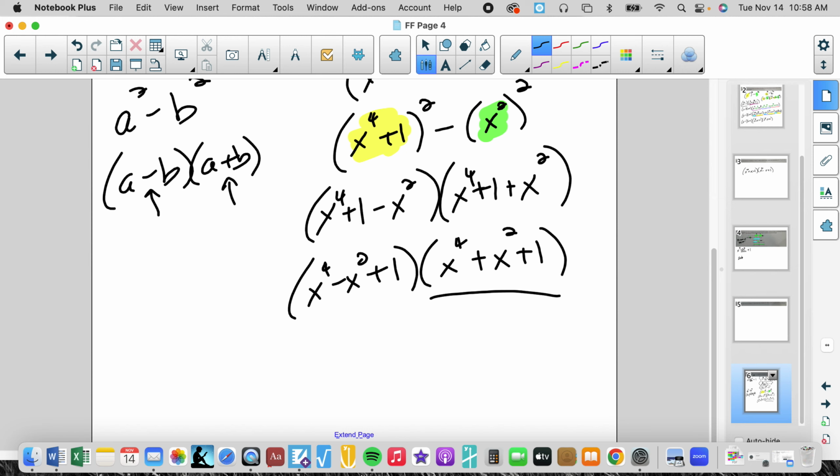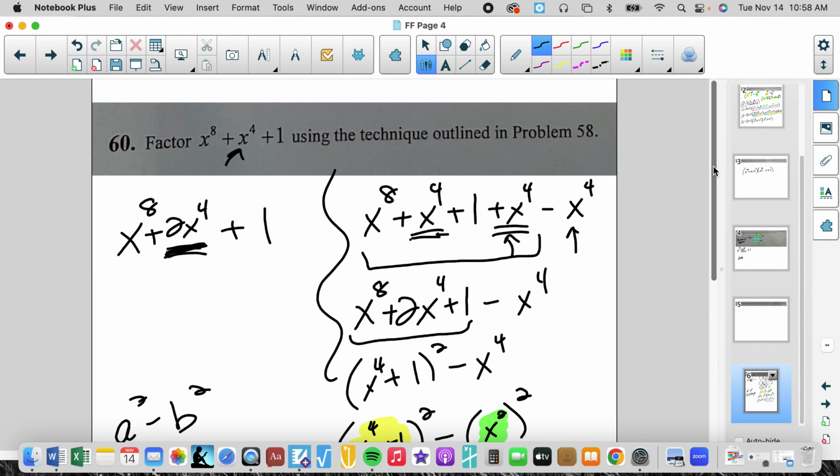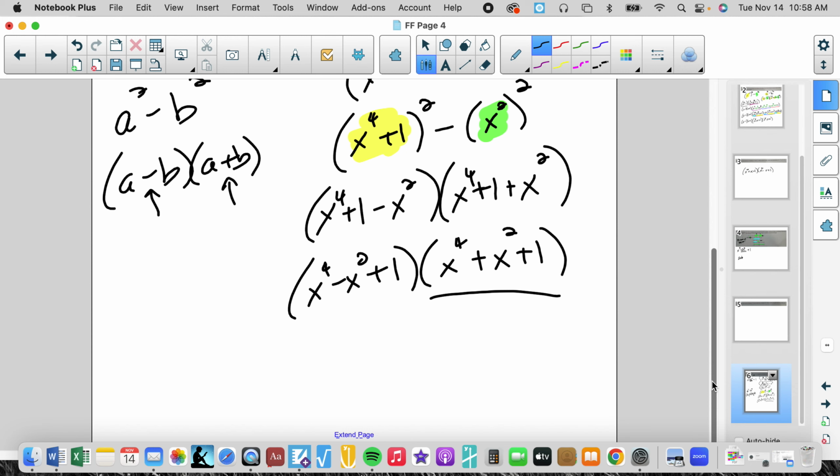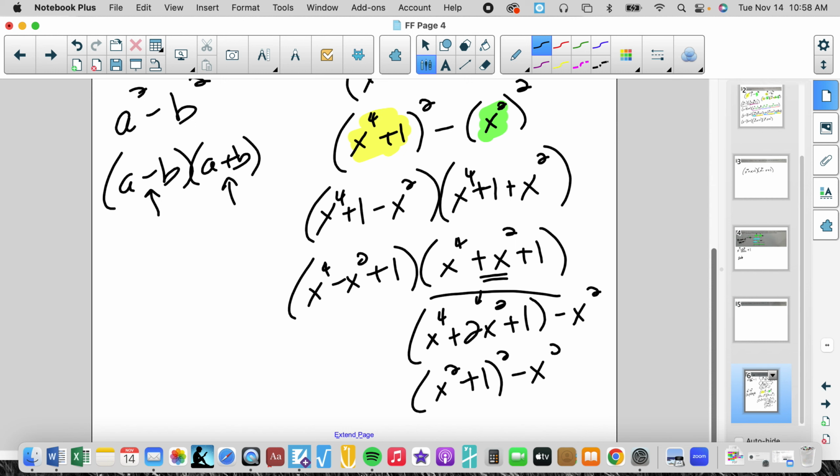And then, as we see, we can again factor this. So that can be factored by using that same technique here. We're using the technique in 58. So this becomes x to the fourth plus 2x squared plus 1 minus x squared, because we introduced an x squared to make this from 1x squared to 2x squared. And this is a binomial square again. So that is going to be x squared plus 1 quantity squared minus x squared.